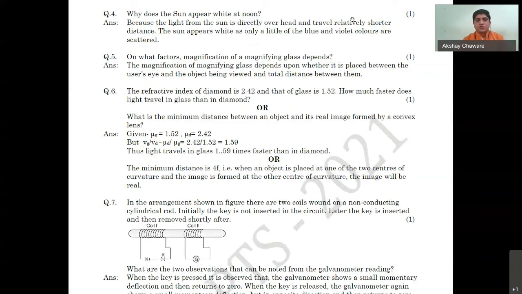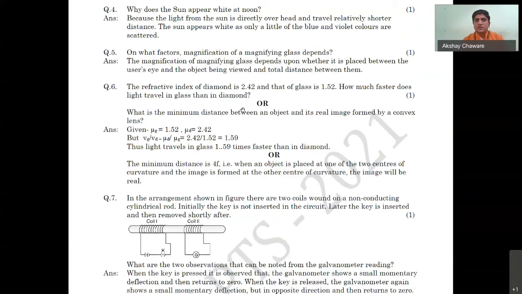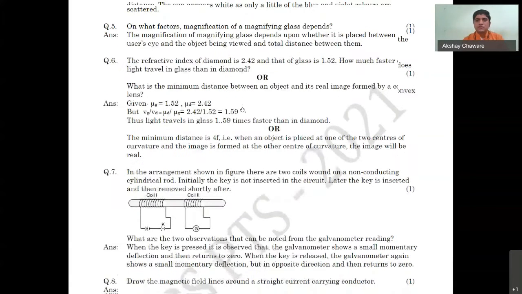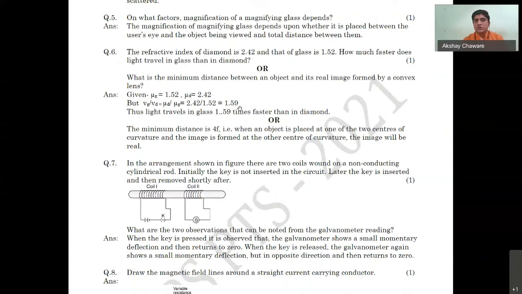Okay. Now in question number 5, on what factors does the magnification of a magnifying glass depend? The magnification is h dash upon h, which is the height of image upon height of object, or image distance upon object distance. So we can write 4 factors there: object distance, image distance, height of image, and height of object.